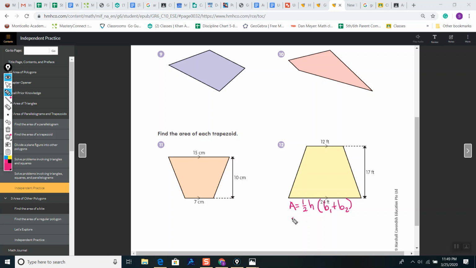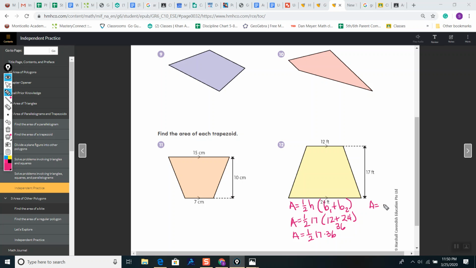Okay, so area is equal to 1/2 of our height, which is 17, and our base 1, which is 12, and our base 2, which I covered up, is 24. I am going to add these together, and I'm going to get 36. So my area is equal to 1/2 of 17 multiplied by 36. And here I'm going to rearrange things because I don't want to take half of 17. I mean, I'm going to use a calculator, I guess it doesn't matter, right?